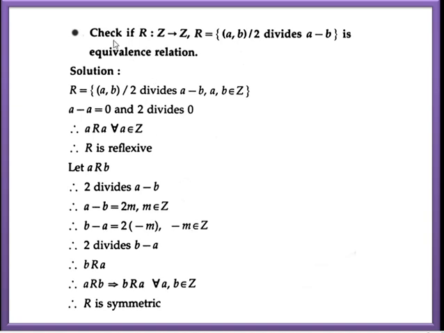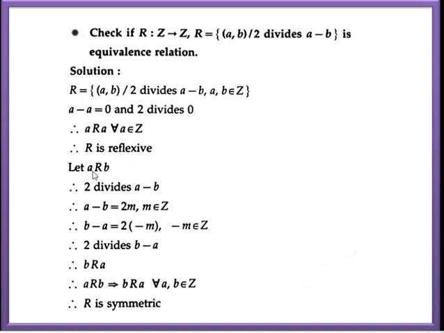Now this is interesting. Check if R from Z to Z, where R is ordered pairs (a, b) such that 2 divides a minus b, is an equivalence relation. Listen to me carefully. Now relation R is defined as ordered pairs (a, b) such that 2 divides a minus b, where a and b belong to Z, the set of integers. Now a minus a is what? 0, and 2 divides 0. Therefore a is related with a for all a belonging to Z, right? So R is reflexive. This is the criterion for a relation to be reflexive.